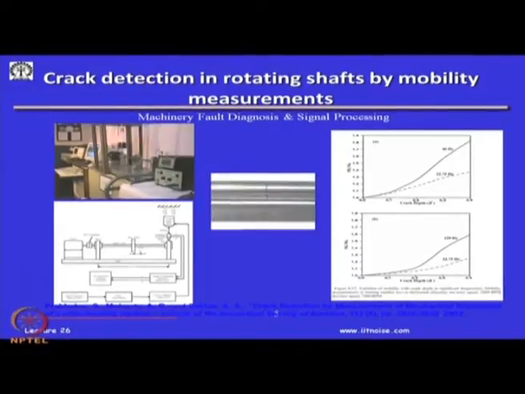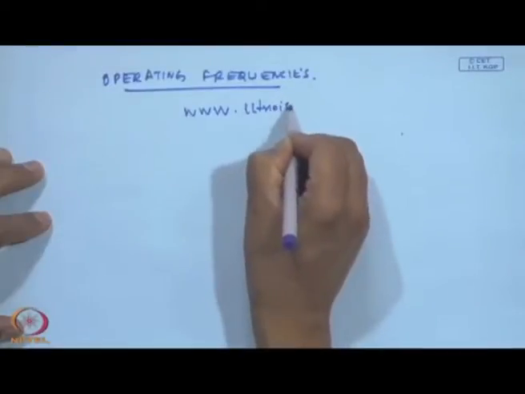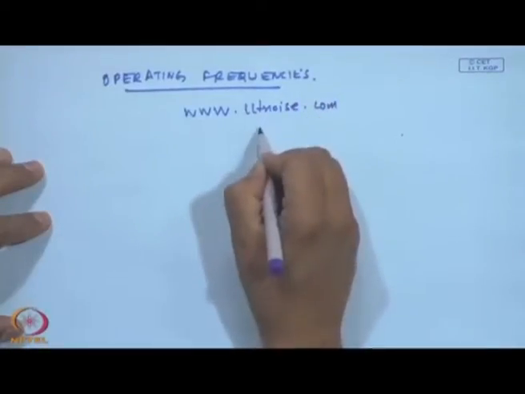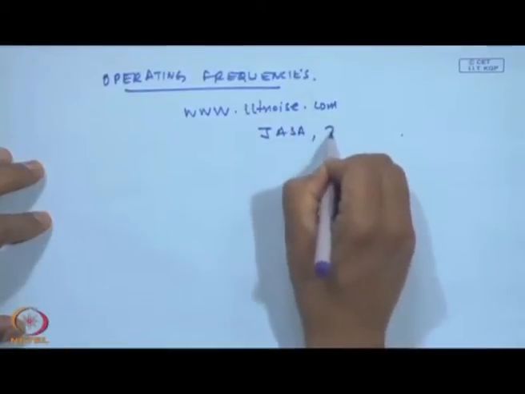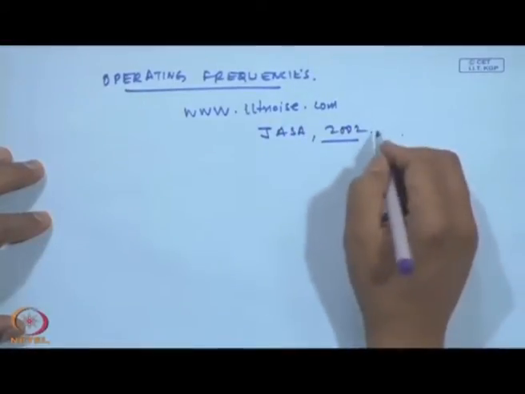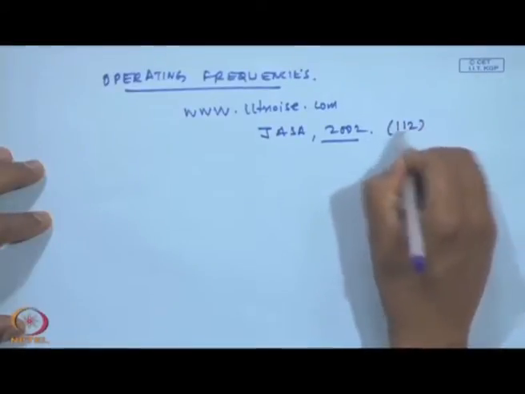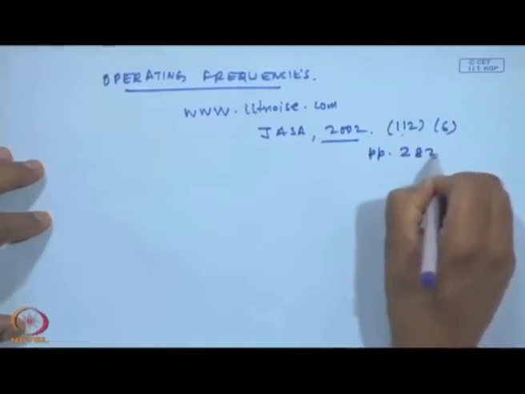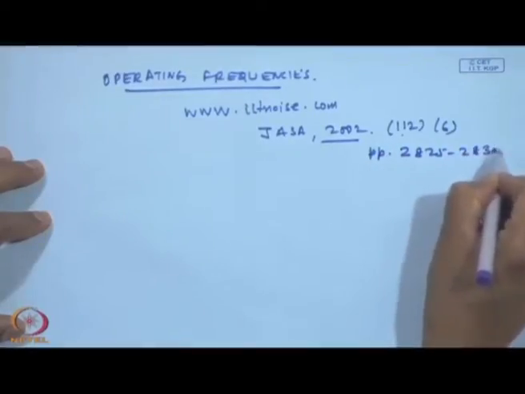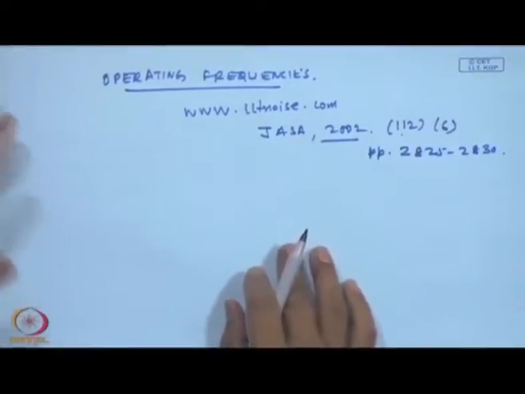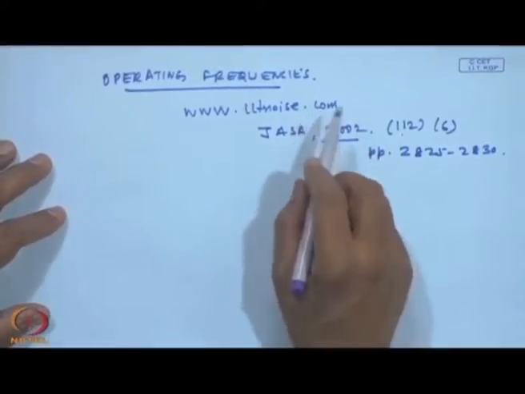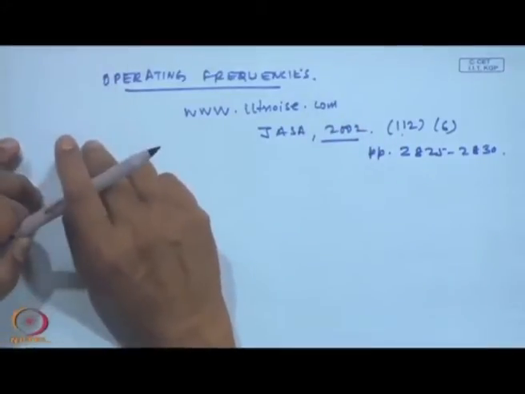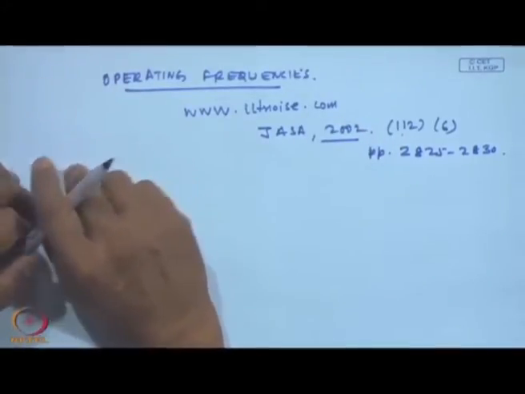You can get a reference to this paper at my website. This has come out in JASA in year 2002, volume 112, number 6, pages 2825 to 2833. The details about this technique are given in that paper of ours, wherein just by monitoring the mobility of a system we can tell whether a crack has occurred in a system or not. Okay.